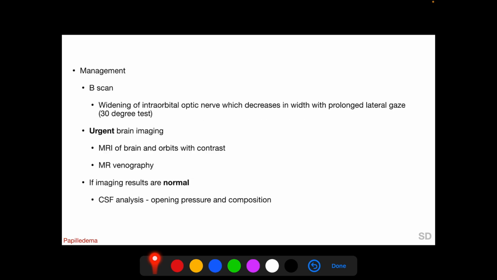So how to work up a patient with bilateral optic nerve head edema? We should do a B scan, which may show a widening of the intraorbital optic nerve, and this width decreases with prolonged lateral gaze, called the 30-degree test. Then we should do urgent brain imaging, and this is a must. We should do an MRI of the brain and orbits with contrast to rule out space occupying lesions in the orbit or in the intracranial cavity, and we must do an MR venography to rule out cerebral venous sinus thrombosis. If these imaging results are normal, we should do a CSF analysis to check the opening pressure and to analyze the composition of the CSF.